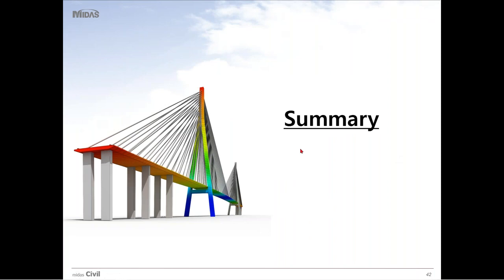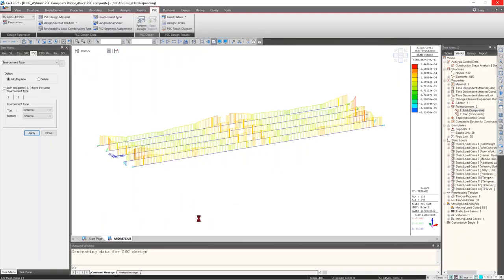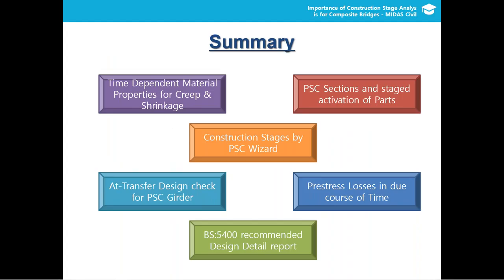Let's go ahead and summarize. So over here, the data for PSC design is coming out. So before that, let me summarize our today's session. So basically, MIDAS Civil is capable of using the time-dependent material properties for creep and shrinkage, and those are automated in the program, so you do not have to manually calculate. Then PSC sections and staged activation of parts can be done in MIDAS Civil. Cross sections are available, part one, part two for girder and deck can be provided, and construction stages can be automatically generated with PSC wizard. So the basic type of construction sequence can be easily generated using wizard itself, so you save a lot of time.